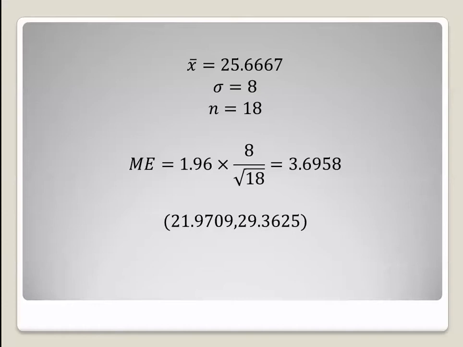For every problem, write those 3 pieces of information down, because they're what you're going to plug into your formula. And then you're just going to take your z-star. It's a 95% confidence interval, so your z-star is 1.96. 8 was your standard deviation, 18 was your n. When you do all these calculations out, that's your margin of error. Subtract it from x-bar and you get this number. Add it to x-bar and you get this number. So check your work on that, and if you have any questions, let me know.